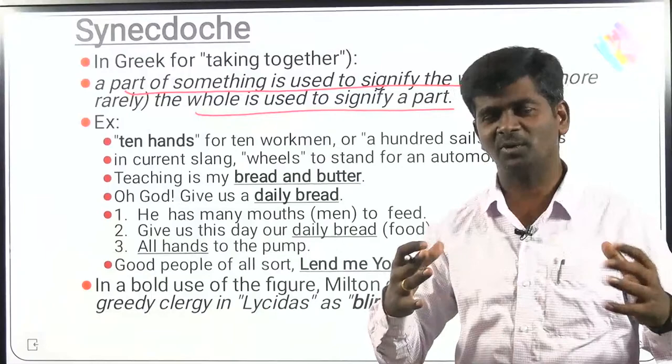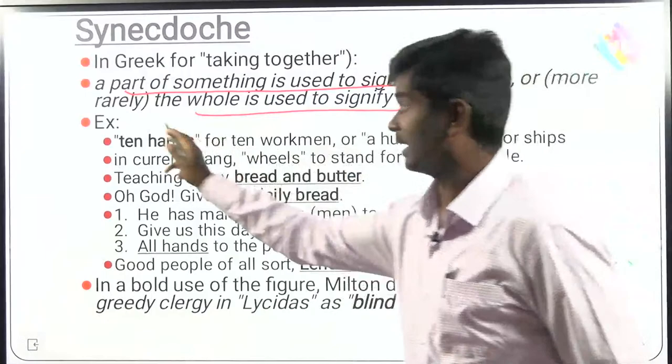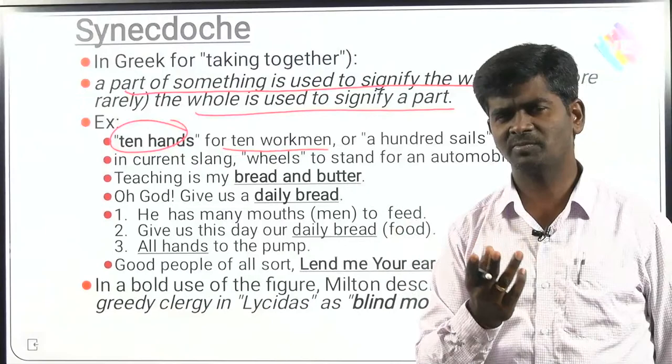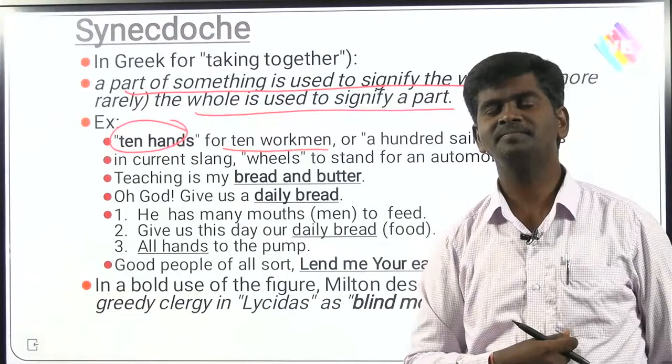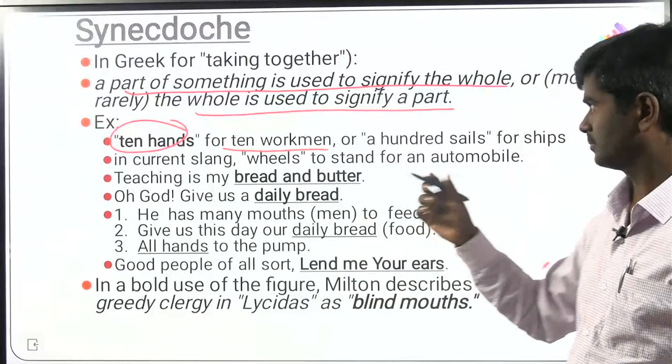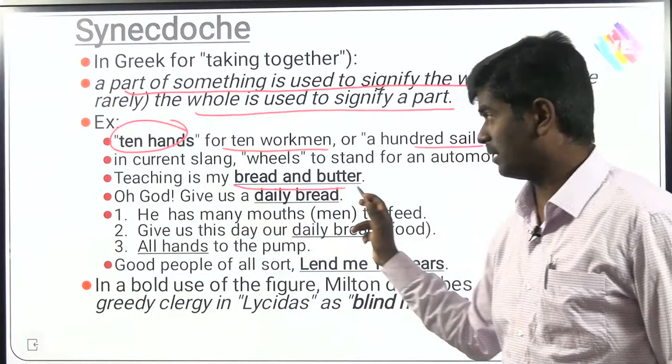So you can say ten hands, which means ten workers. I need ten hands to finish this work, which means ten people. Okay, all the eyes are looking at me, which means not eyes, all the people. Nearly 60 students, nearly 120 eyes are watching me, which means nearly 60 students are watching this, like that. Next, 100 sails, which means ships. Next, teaching is my bread and butter. Bread and butter is nothing but profession.